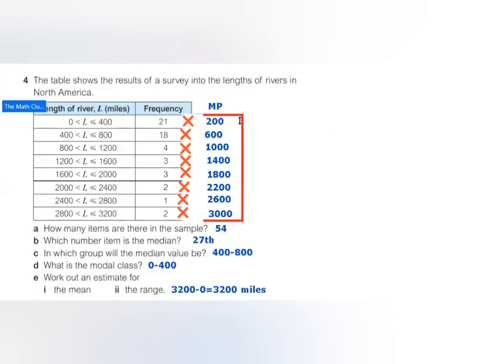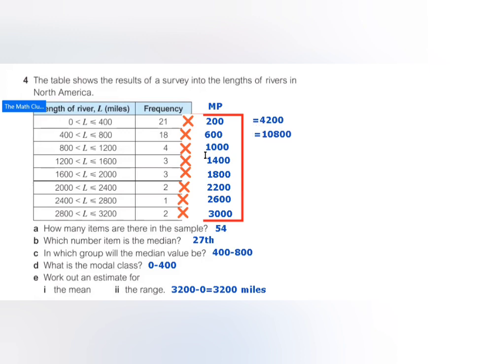Now, after we multiply, we're going to write the answers here. So the first one, frequency times midpoint, 21 times 200, and the answer is 4200. You have to follow these steps. Be accurate with the numbers. 18 times 600, and the answer is 10,800.